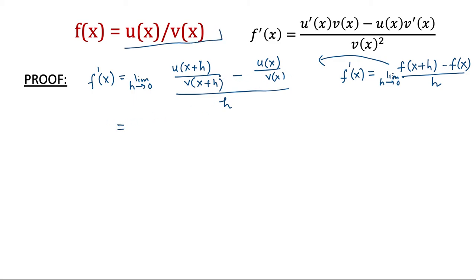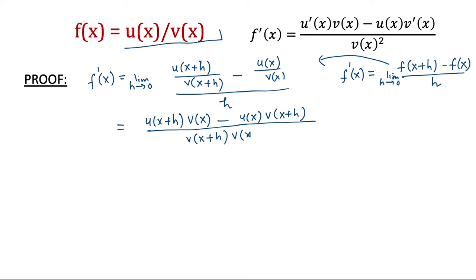Now we take the LCM of these two. So ux plus h, vx is multiplied here, minus ux, vx plus h. And the common denominator now becomes the product of this vx plus h, vx, and also this h. And again, this is carried forward in all the steps.